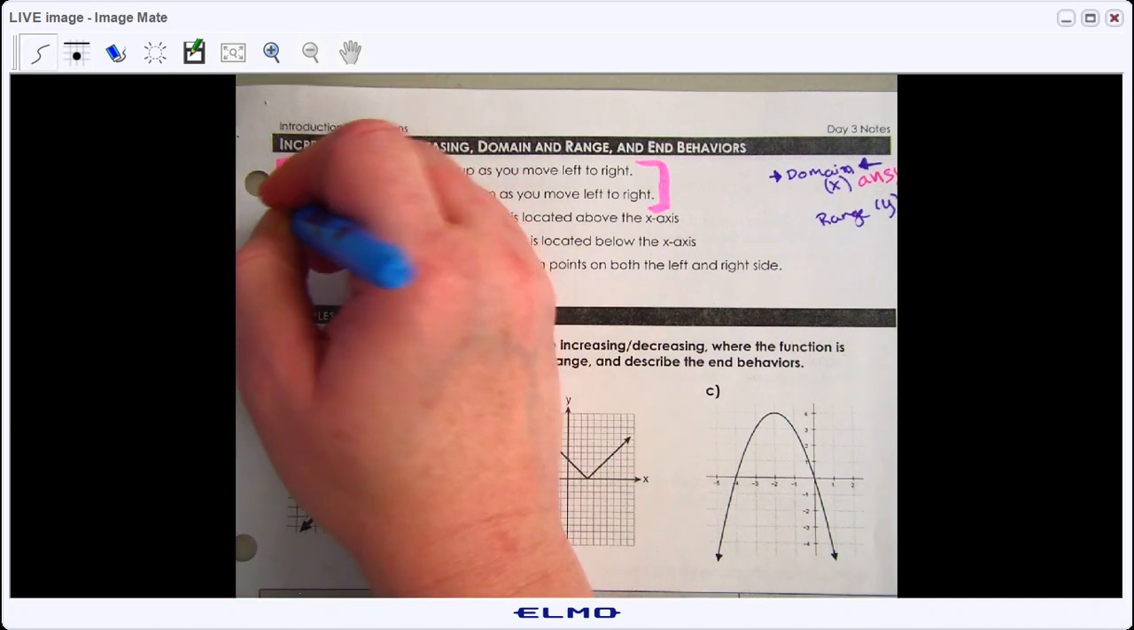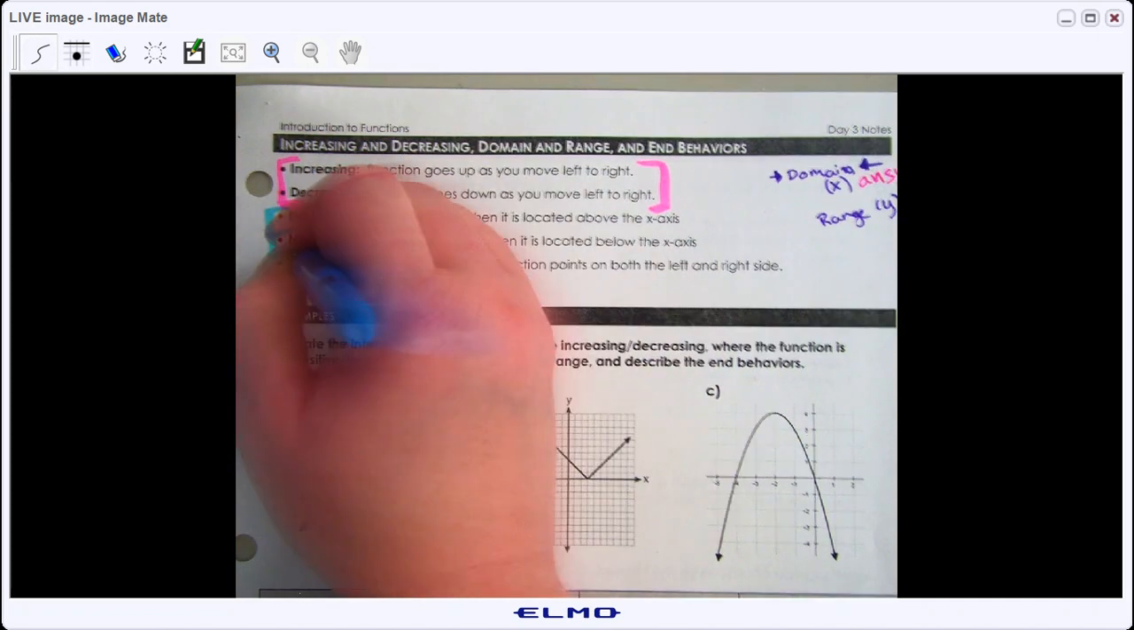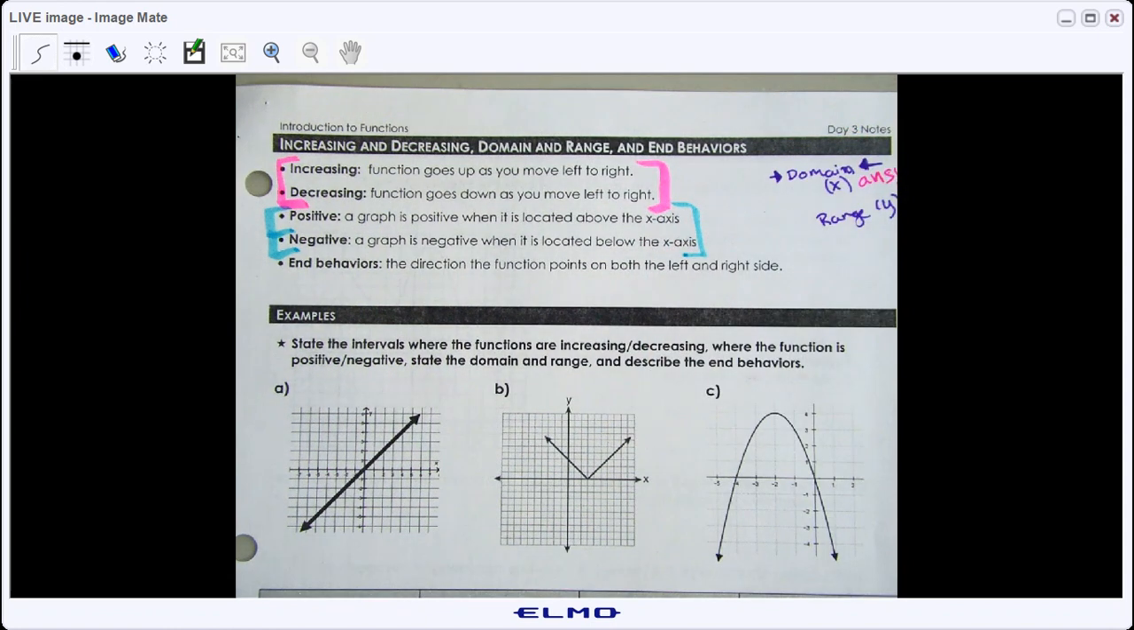And then next, we look at our positive and our negative. Positive and negative all has to do with looking at your y-axis. Is the graph above the x-axis, meaning your y values are positive, or below the x-axis, meaning your y values are negative? You would state what x values make it negative and what x values make it positive. Again, graphs can have some positive aspects and some negative aspects. It can contain both parts. Okay.